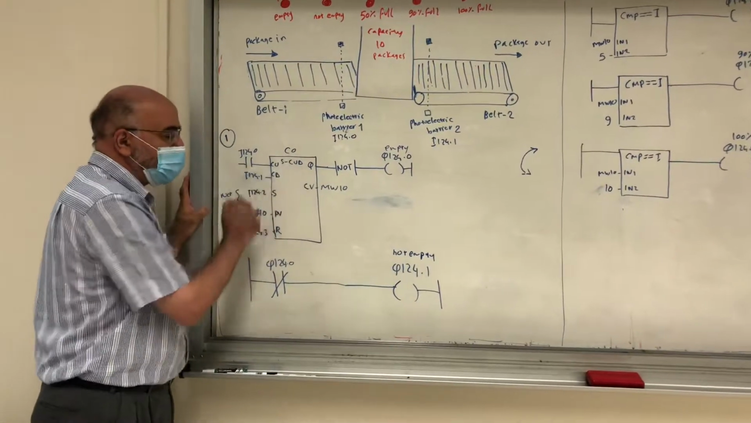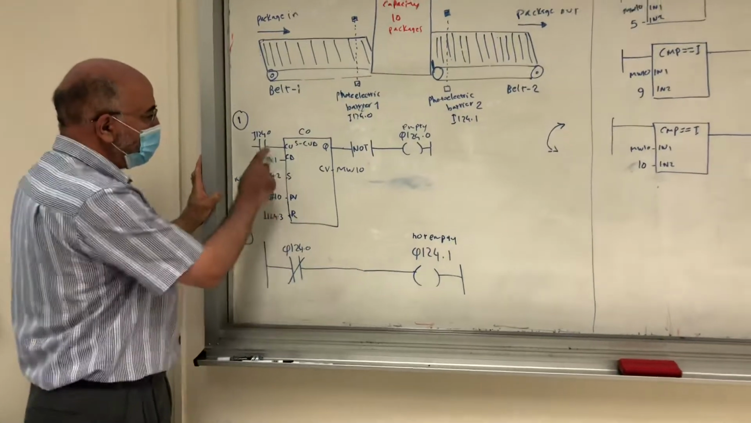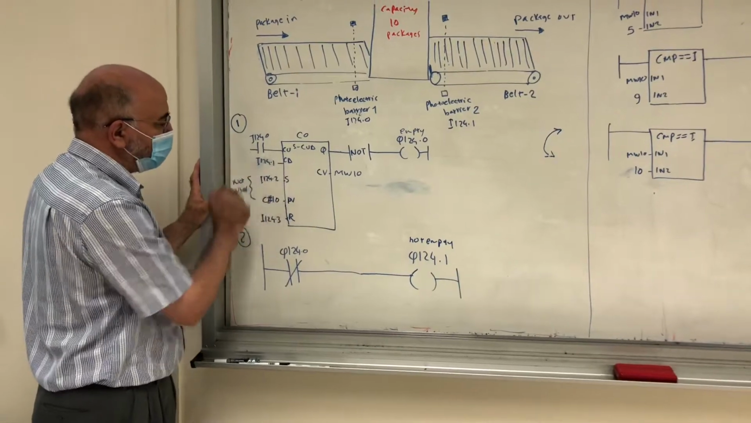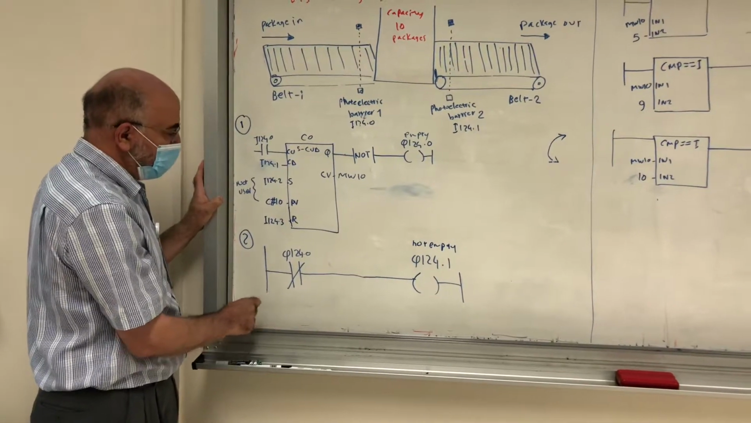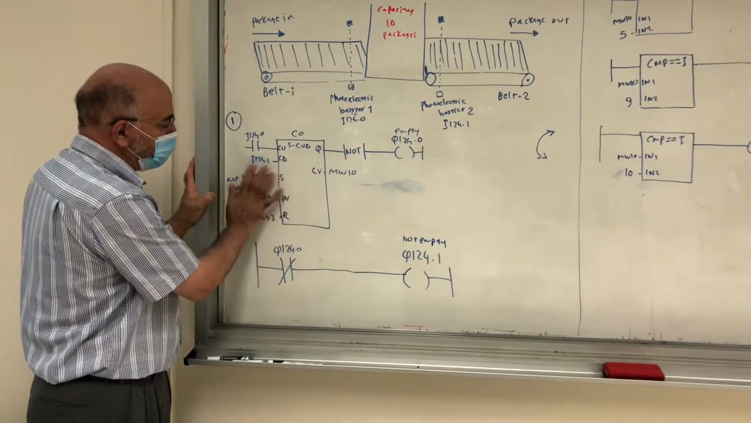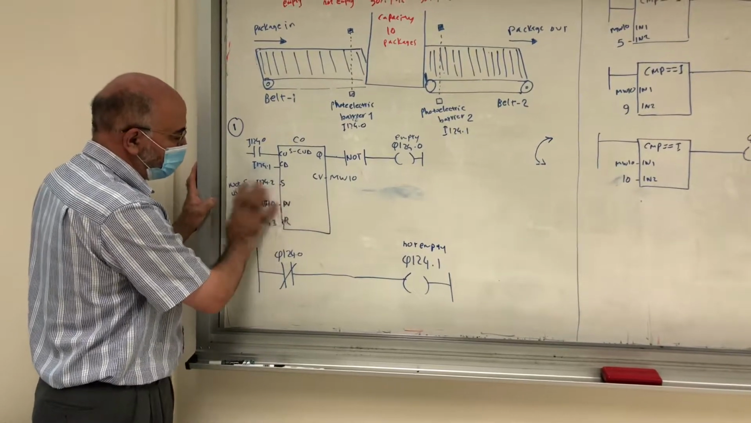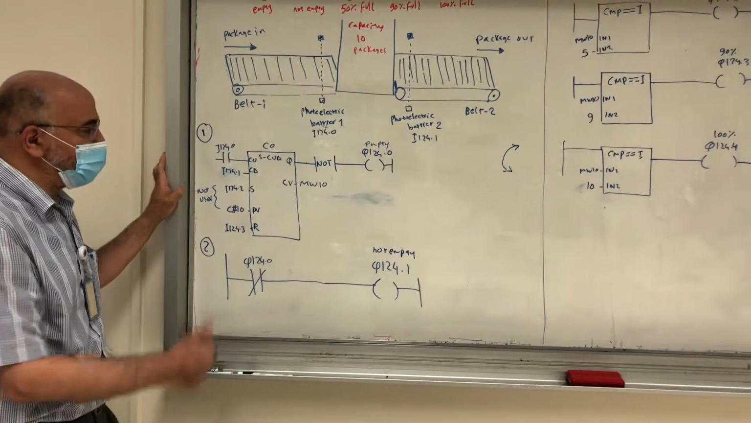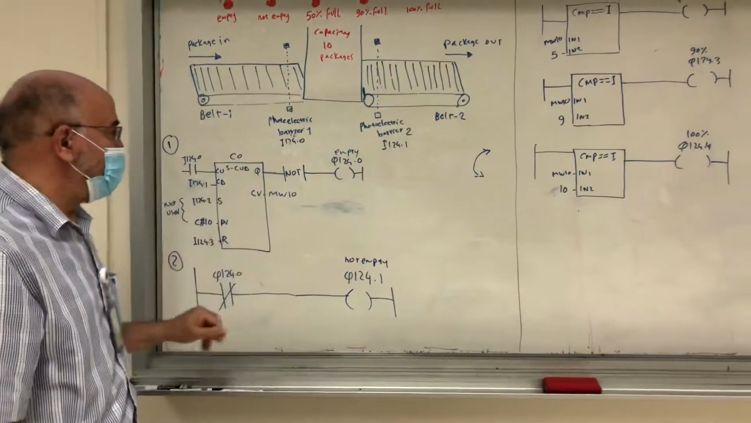We will choose count up/down here. You have to see this is count up, I124.0, and I124.1 for count down. S and BV we will use later; we are not going to use them, we don't want to use them. Reset is here, I124.3. This is to reset the counter if we need.